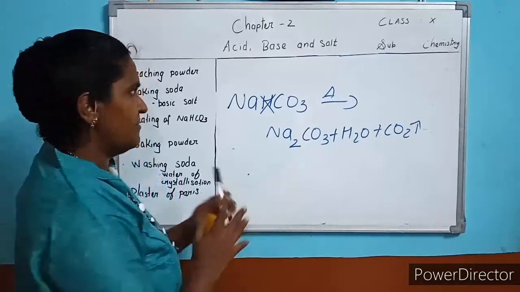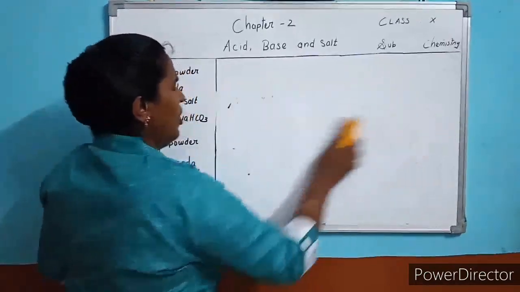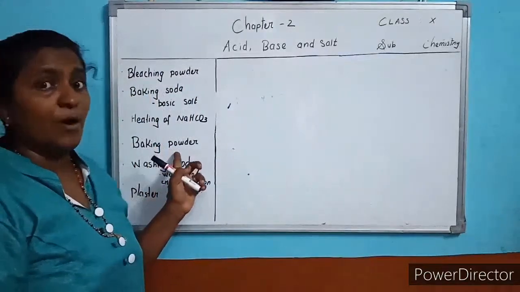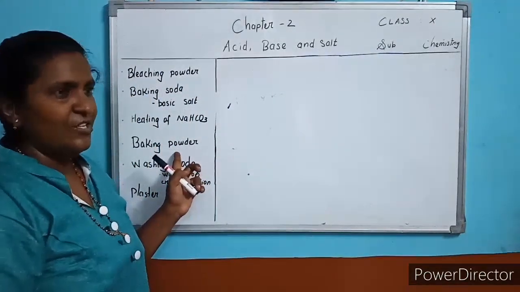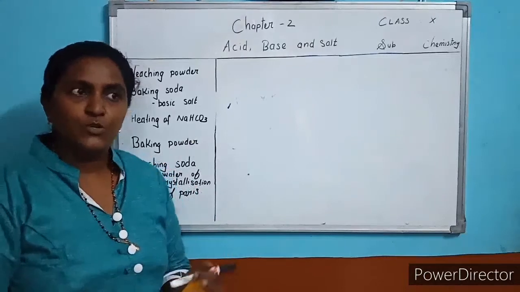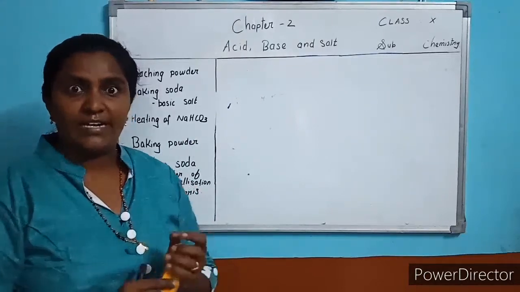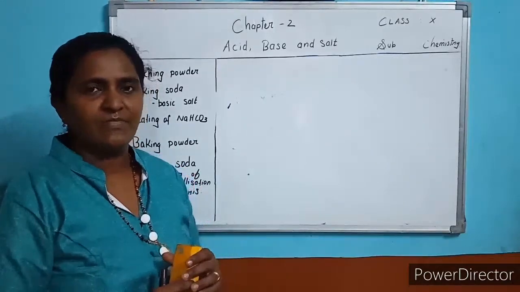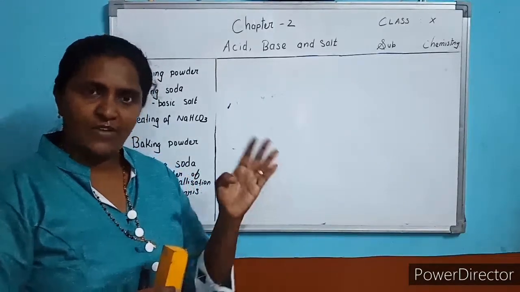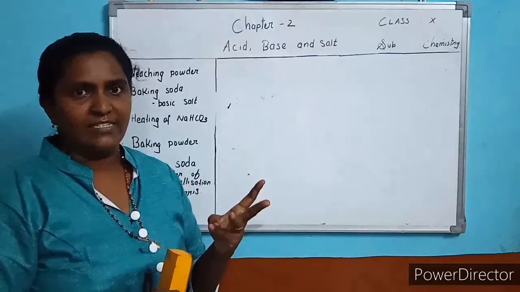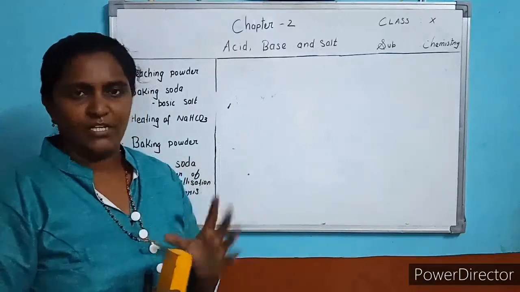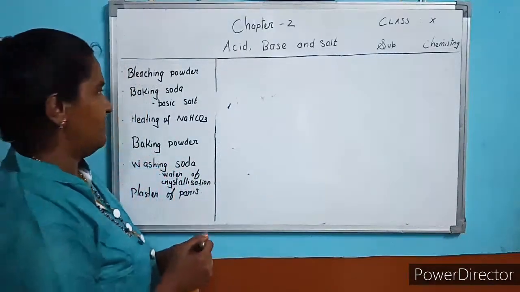The next one is, how will you prepare baking powder? To the baking soda, you add some edible acid, like tartaric acid. Understand? And when you add it, you will get the products. Three products you will get. Now let me write the equation.